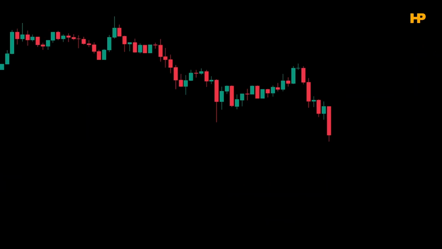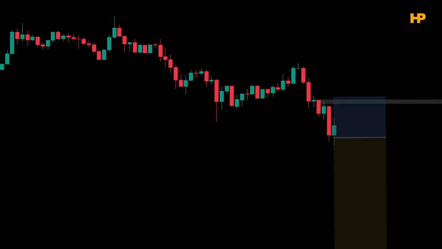For a sell trade in a downtrend, a bearish candle forms at resistance. It must close below the previous candle, confirming the trend's continuation. Enter when the next candle breaks its low. Place your stop loss above the confirmation candle high. This setup rides the trend's momentum for steady gains.